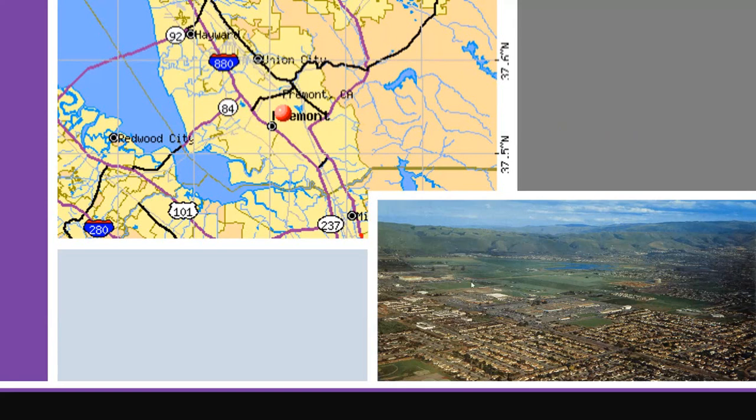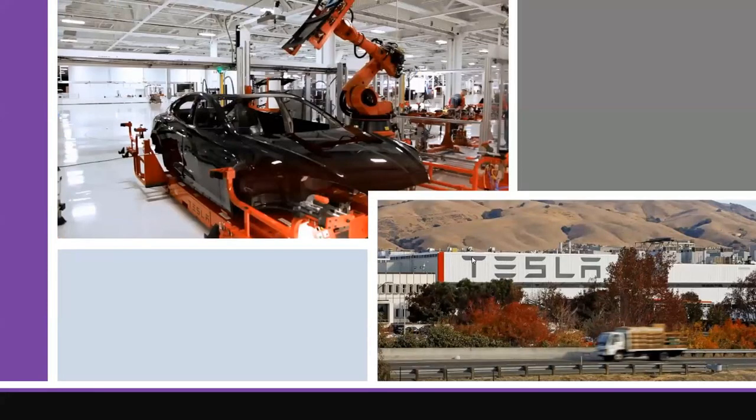Okay, and Fremont, this was what Fremont was like maybe 30 years ago. I came to Fremont 30 years ago, and right now I think it's way different. More factory, more residential area. So we have Tesla over there.